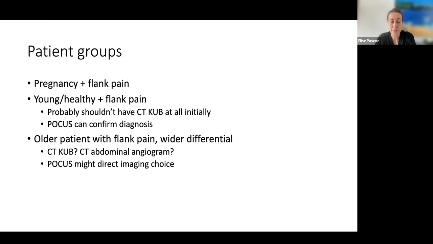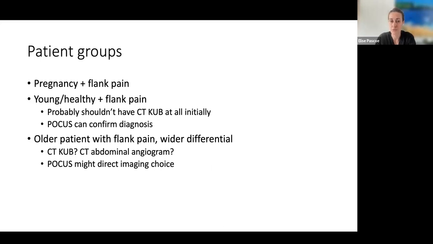The other population group that it might be useful for is that older patient with flank pain where there is a much wider differential. When they start out undifferentiated and you think you're definitely imaging this person, but am I doing a CT KUB? Am I doing an abdominal aortic angiogram? Obviously, we'll use our AAA scans to look for an aneurysm, but if at the same time we're able to look at the kidneys and see a unilateral hydronephrosis, that's really helpful for us. It might give us the opportunity to say, okay, we can just do a CT KUB.